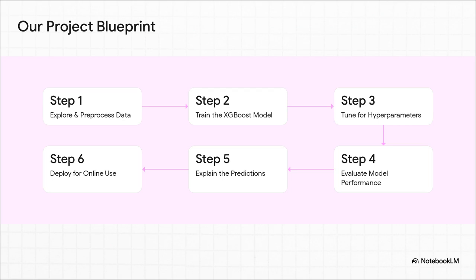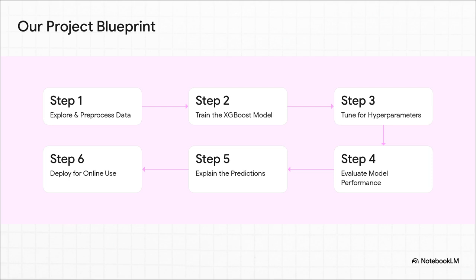Think of this as our project blueprint, our step-by-step guide to building this thing. And every single step here is critical. First, you got to explore and clean up your data, right? You can't build a house on a shaky foundation. Then, the main event. We train the model. We feed it that clean data and teach it what to look for, the patterns of players who are about to churn. After that, we fine-tune it. Think of it like focusing a camera lens to get the sharpest picture possible.